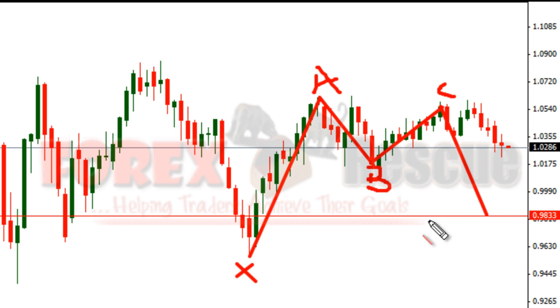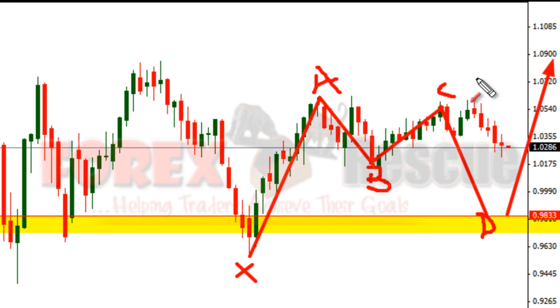Point D. So this is an emerging bullish Gartley pattern. So this is point X, the XA leg, the AB leg, the BC leg, and this is point D. So this area is our potential reversal zone. So we expect price to move from here up.